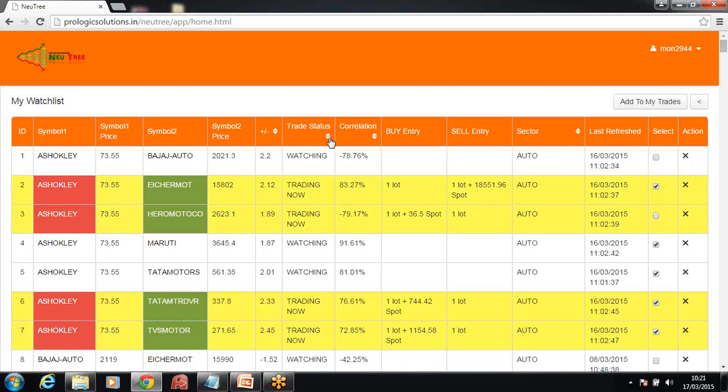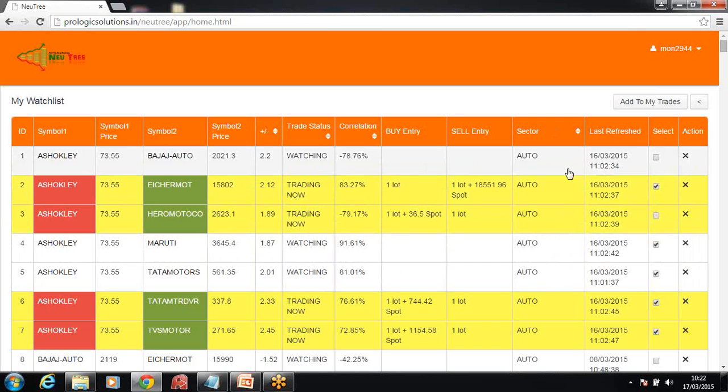We have the trade status, wherein we tell you whether the trade is running now or is expected. Watching is nothing but the trade is expected, so we wait for that. And the correlation is already calculated, so you don't need to do any calculations. And buy entry and sell entry. I'll come back to this again. Let's say one lot here, one lot plus 18,551 spot. I will tell you the concept about this.